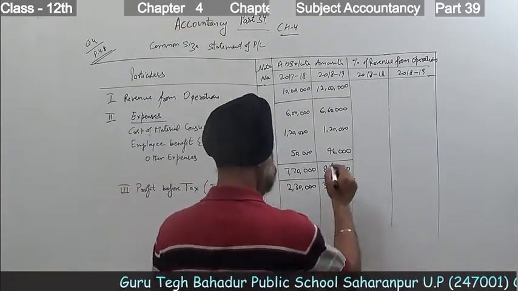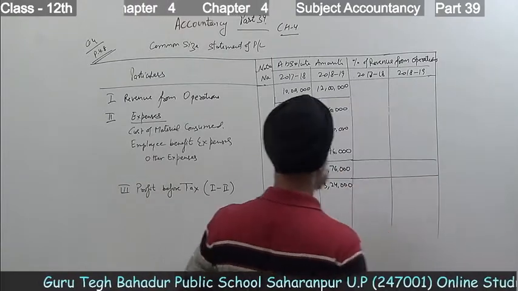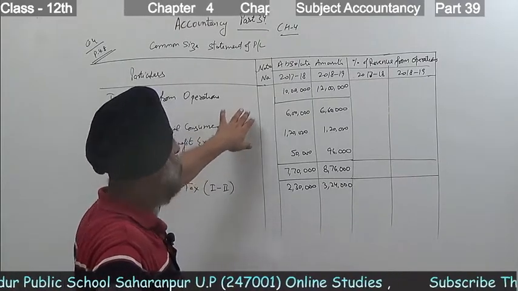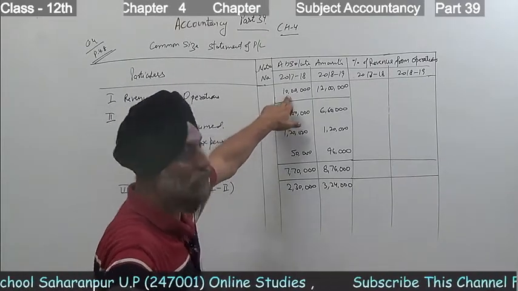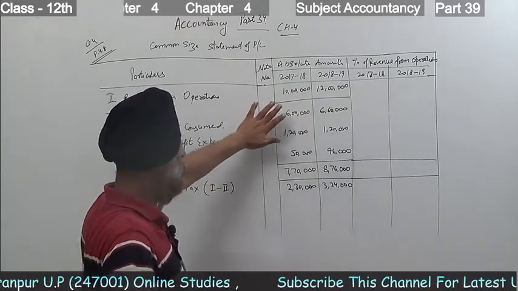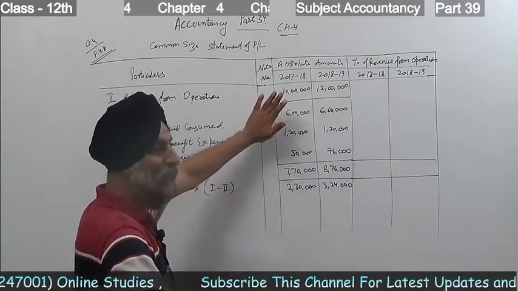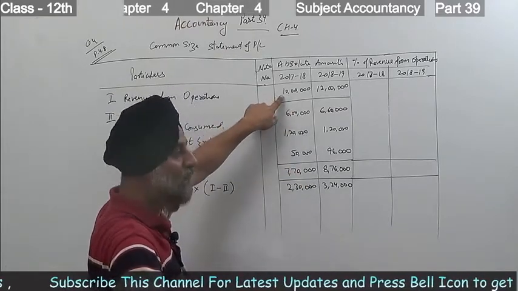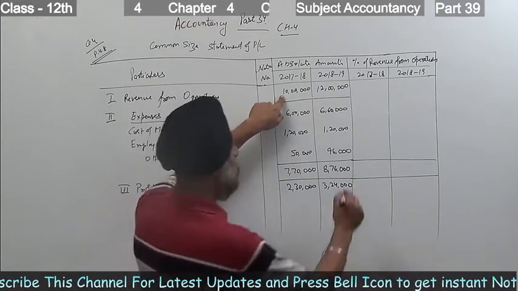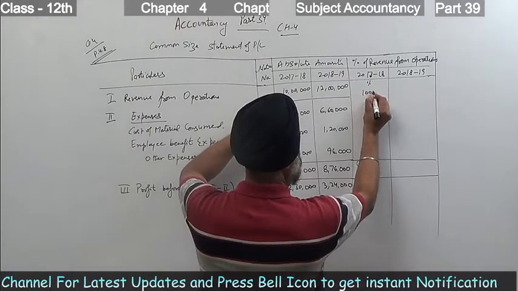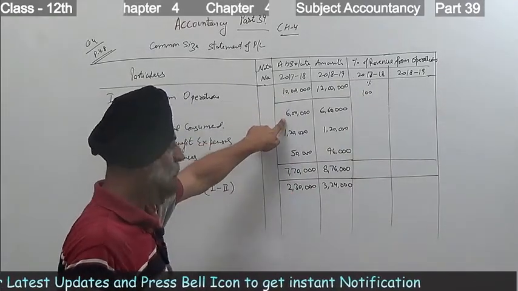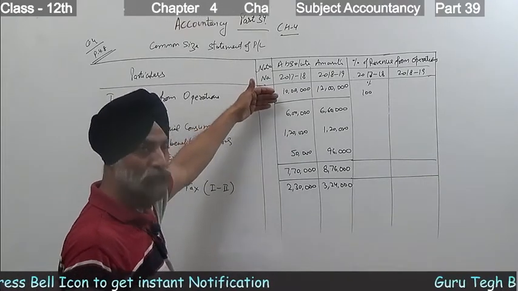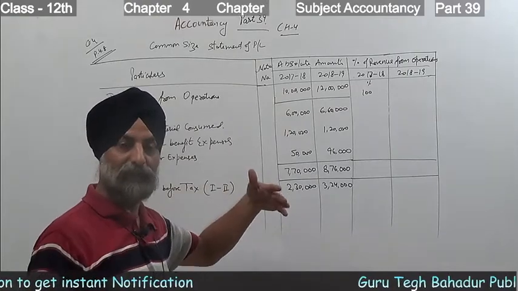Now how to make the calculation, how to make the percentage of each head. In this common size statement we have to take the base as revenue from operation. हमें revenue from operation को base लेकर चलना है. So calculate the percentages of each head with the base revenue from operation. Divide this 10 lakh by base 10 lakh into 100, then you will get 100%. This is the percentage in 2018. Each head upon revenue from operation into 100, then you will get the percentage of each head.